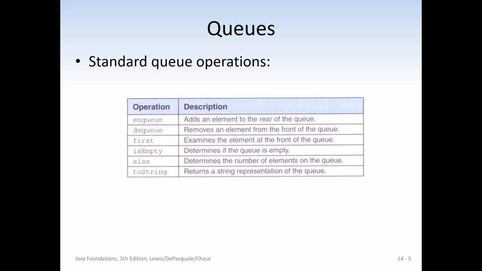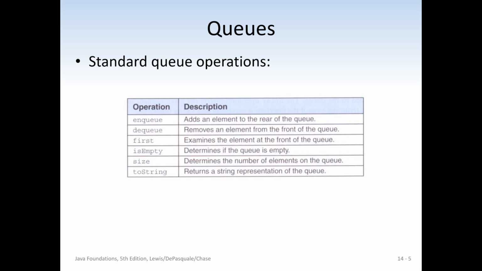All right, so there are some standard queue operations, just like there were standard stack operations. There's enqueue, which means that we add an element to the rear of the queue. So we're adding something to the queue, we're going to enqueue, okay? On the other hand, we have dequeue. Dequeue removes an element from the front of the queue. So when we call dequeue, we're going to get the first element from the front of the queue. When we call enqueue, we're going to add an element to the rear of the queue.